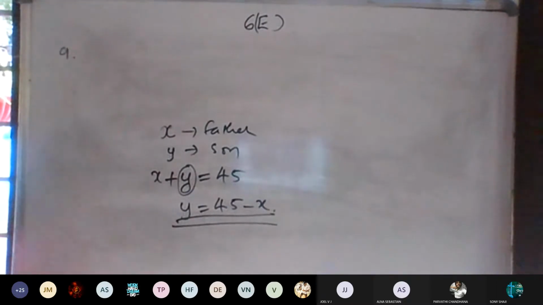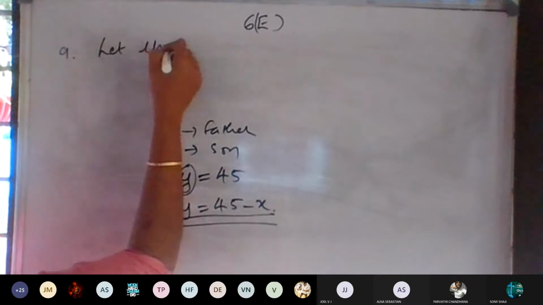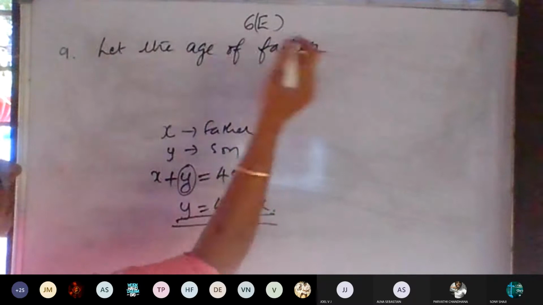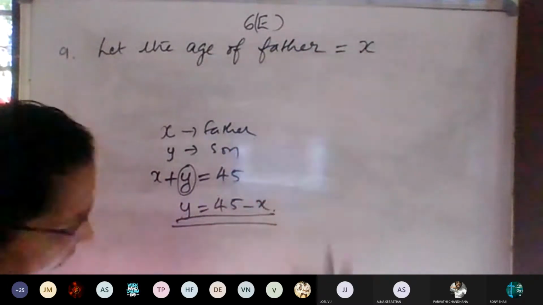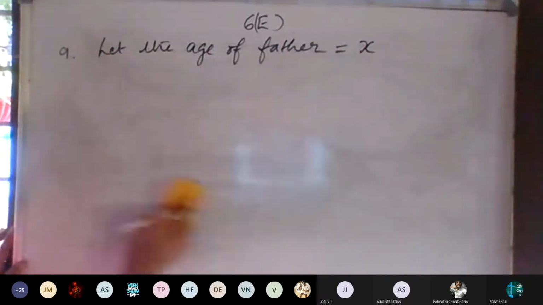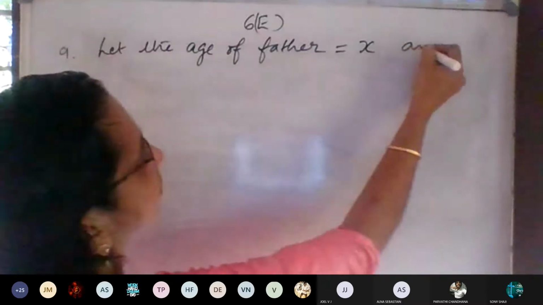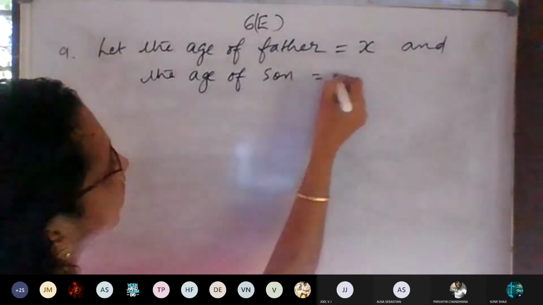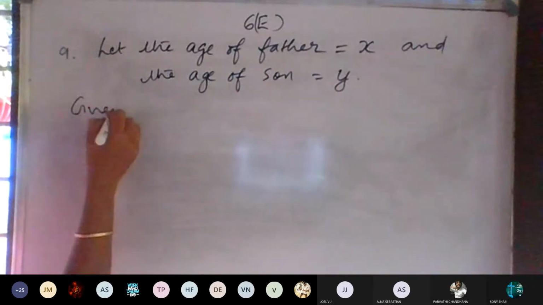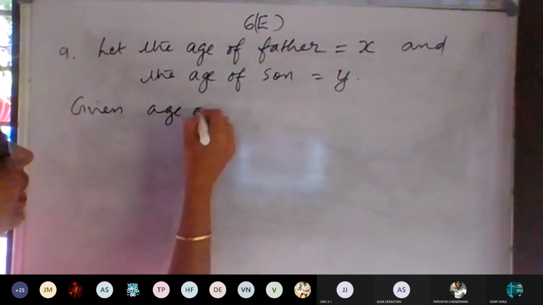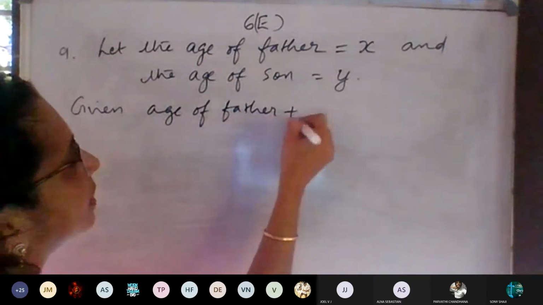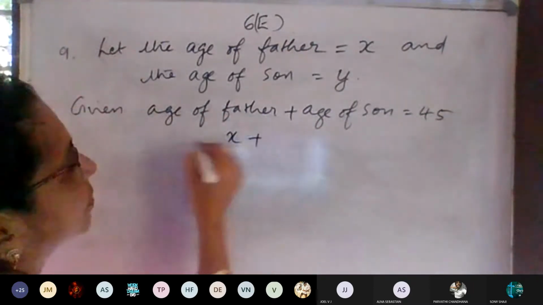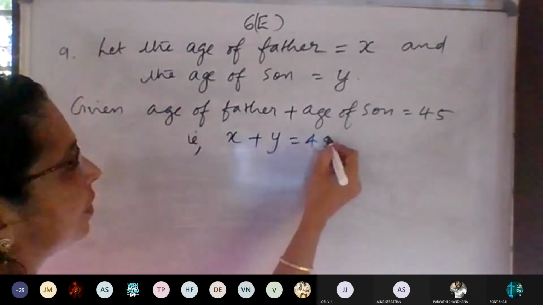Let the age of father, we are assuming, that's why we are writing let, be equal to x. And let the age of son be y. Given, age of father plus age of son is equal to 45. That is x plus y is equal to 45.